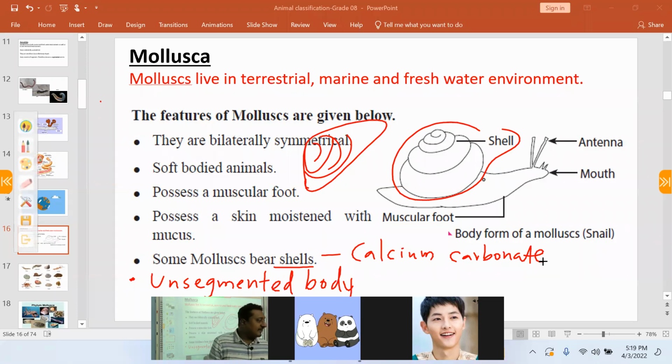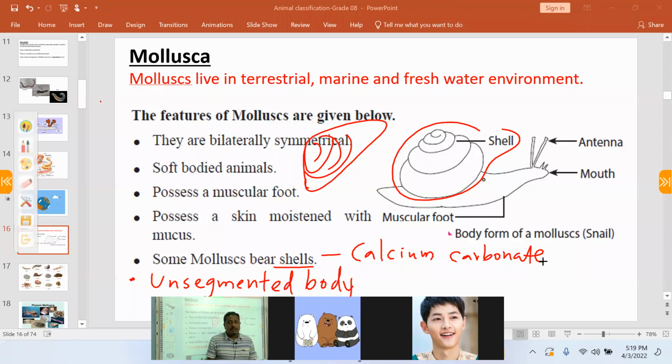But some species don't have a shell. Slug has no shell. Octopus has no shell on the outside. Cuttlefish has no shell on the outside. Only the snail and a few other species have shells.